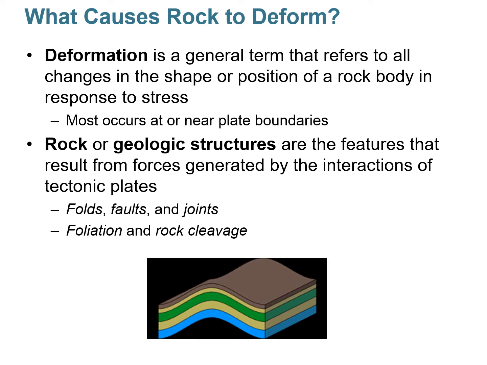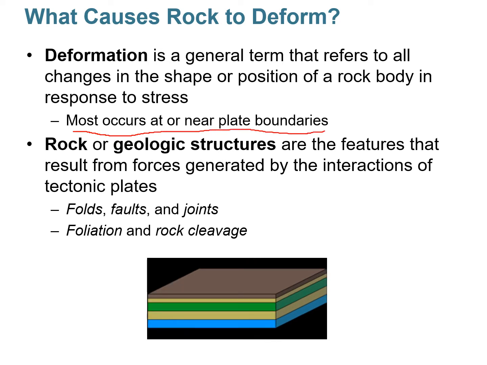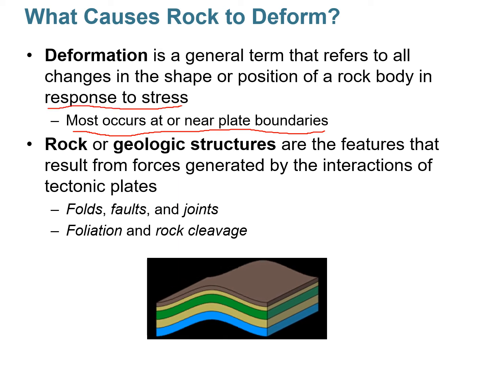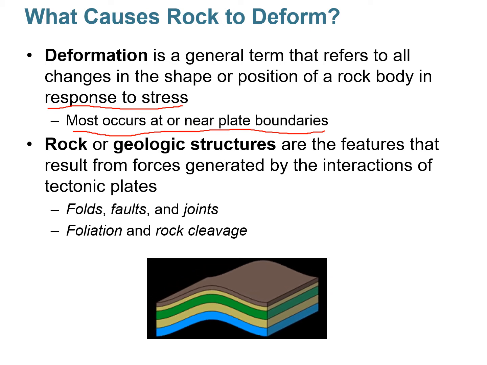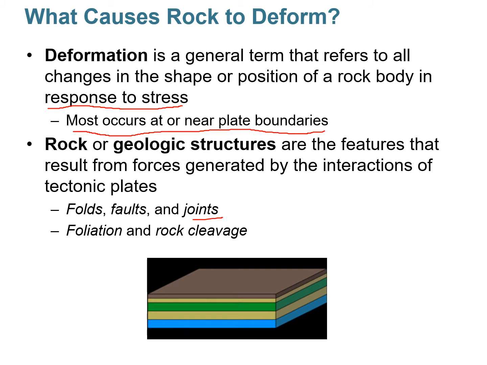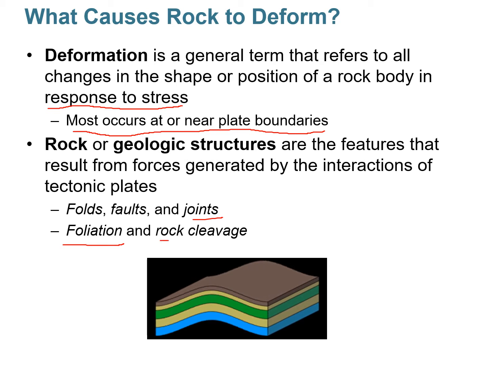All right, most of this deformation occurs near plate boundaries, and that's specifically a response to stress being applied to these rocks. You know there are convergent, divergent, and transform plate boundaries, and this is where the majority of the action occurs. As a result, there are a lot of geologic structures that result from these forces. We call them folds, faults, and joints, and it also creates foliation, which you should remember as a metamorphic rock texture, and rock cleavage.